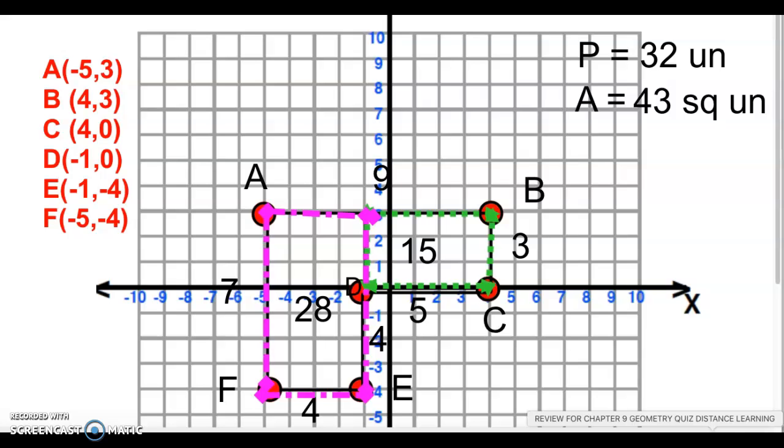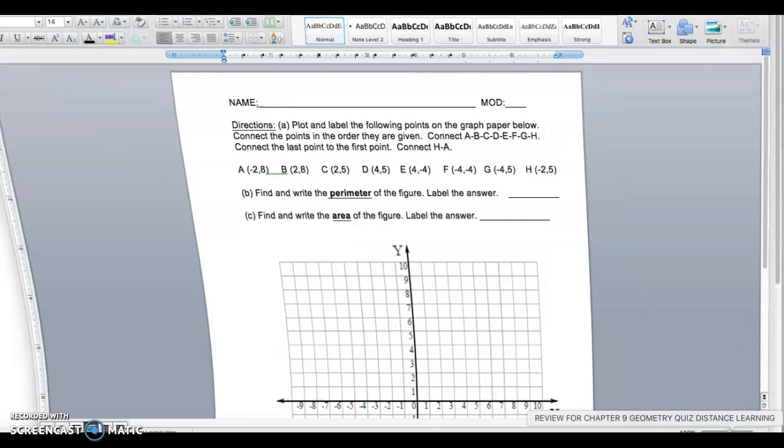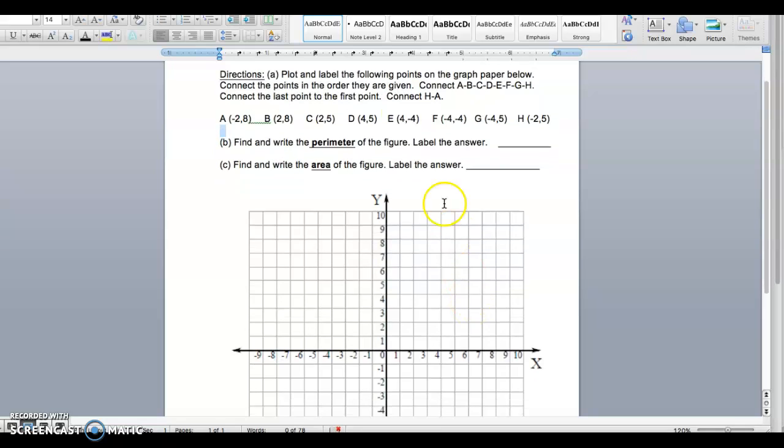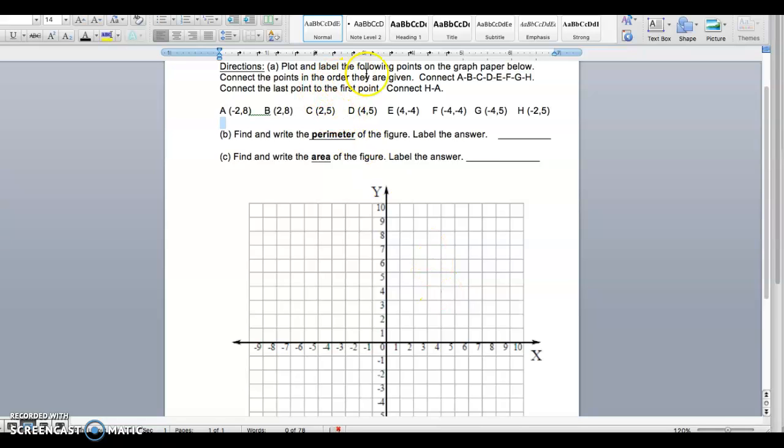I want to take the time right now to look at tonight's homework. So this is what tonight's homework looks like. What you're going to do is on the graph that I gave you on the worksheet, you're going to plot and label the points on the graph paper, and you're going to connect them in the order they are given. So basically you're going to connect A to B, B to C, and so on. And you always connect the last point, H, to the first point, A.